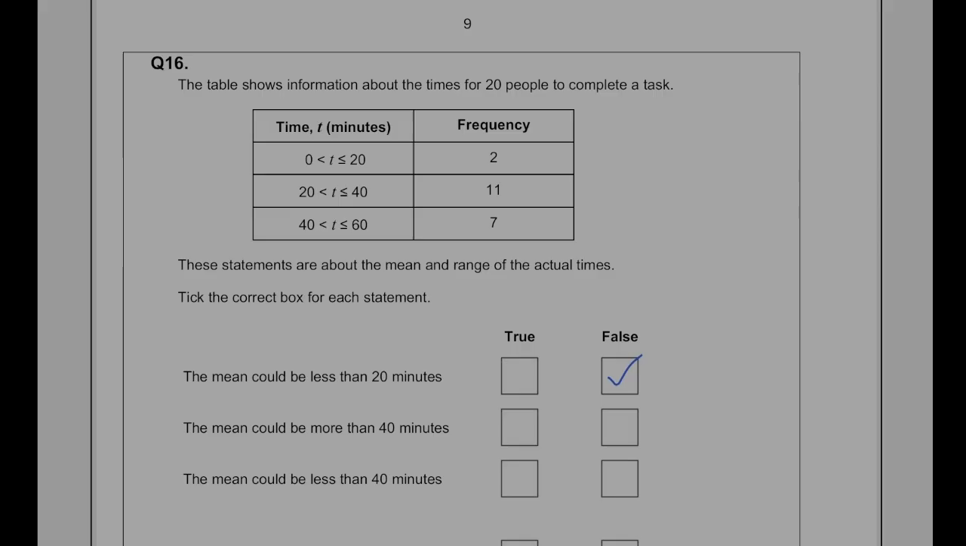The mean could be more than 40, so again, that one couldn't be true. Even if these were 20, that would give you 40. Even if all of these were 40, it just wouldn't work. So that one's going to be false. The mean could be less than 40. That one would be true, because if we were doing an estimated mean, we'd get it fitting in this, so that one could be true.